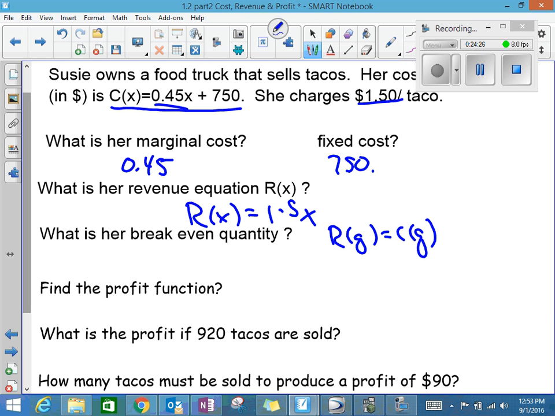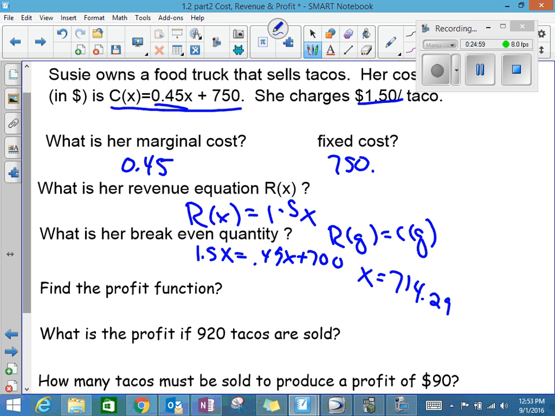So how did you set it up? I did 1.5x equals 0.45x plus 750. And after that, I got 1.05x equals 750, and then I got x equals 714. Okay, so when you solve this equation, you get x equals 714.29.